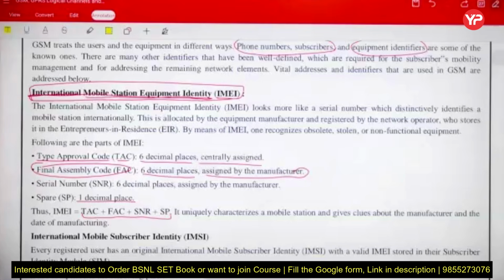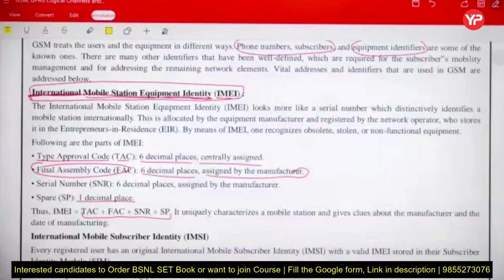So whenever you put in your SIM, that IMEI number will be registered to your network operator, and that network operator will store that information in the EIR. EIR means the Equipment Identity Register, right? So whenever someone steals your mobile phone, it can be tracked by using this IMEI number.